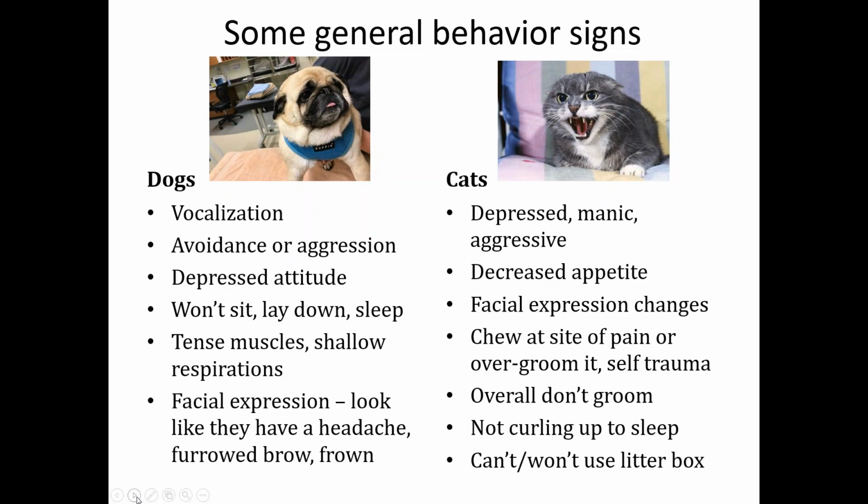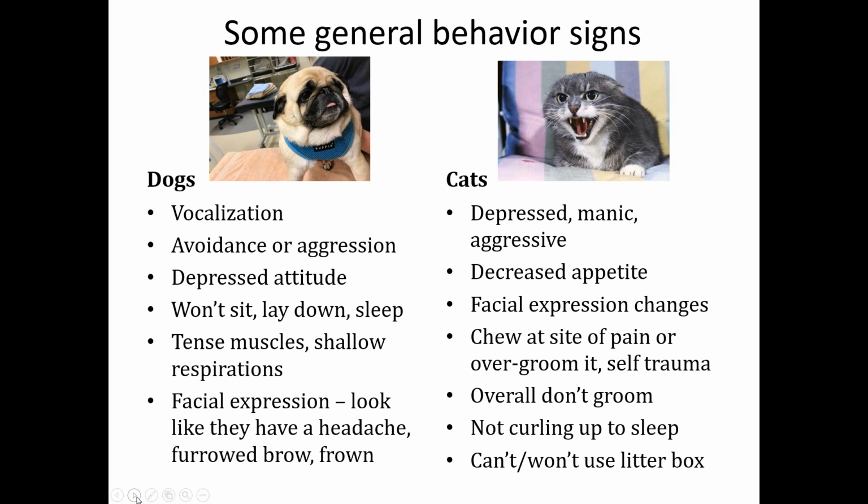Okay, so some general signs of behavior, broken down a little bit for dogs and cats. I think we've probably all seen these. Facial expressions can be quite useful. For dogs, they look like they have a headache. We see this a lot in patients coming to MRI with brain tumors, because I'm going to guess some of them have a head that hurts because of the tumor. They have that furrowed brow and frown and just look like they're not too comfortable.